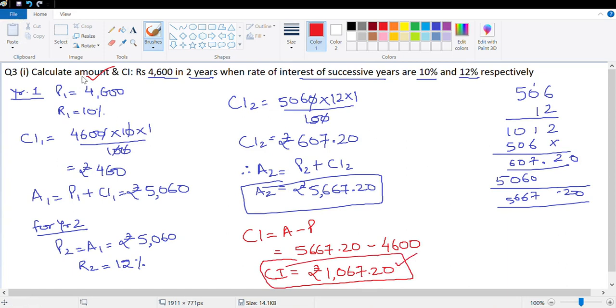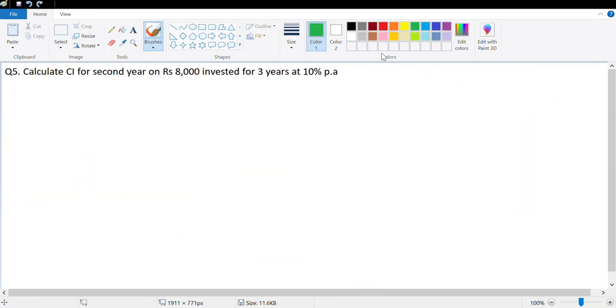Done. Let's look at the next question. The next question that we have is question number 5. It says calculate compound interest for second year. So note, this is only for the second year. They're not asking for the total compound interest. They're asking for the second year.